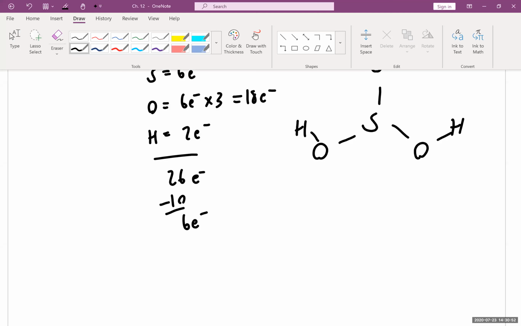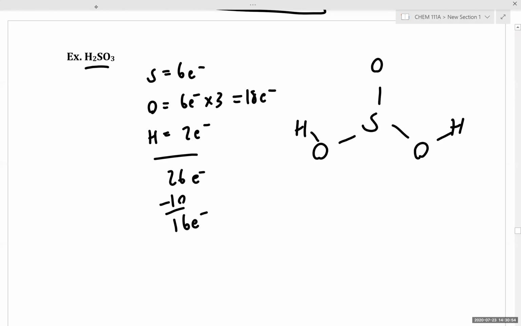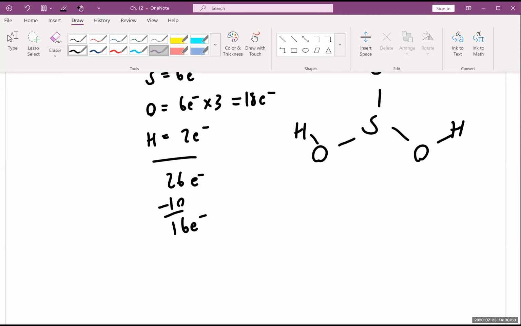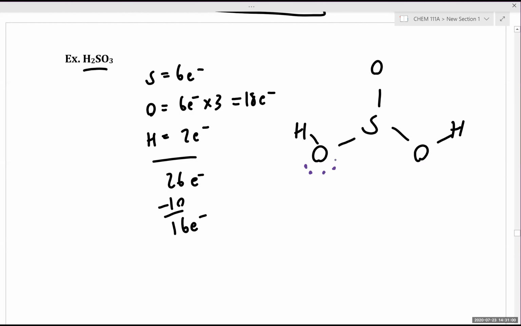Oh, 16, sorry. Now that we have 16 electrons remaining, we're going to place our lone pairs on each of our oxygen atoms. So we used up 2, 4, 6, 8, 10, 12, 14.